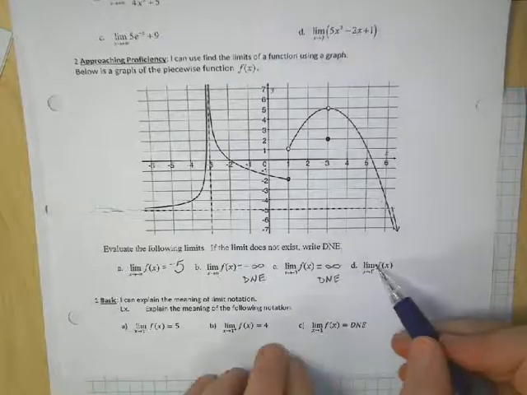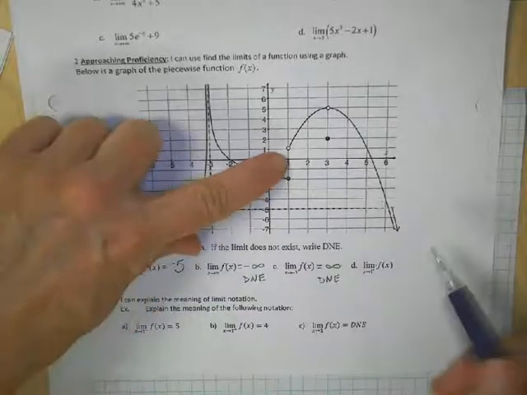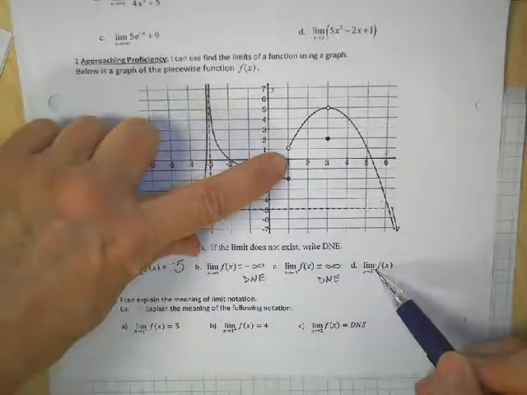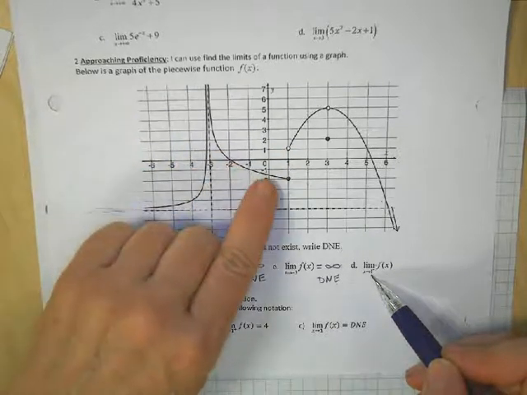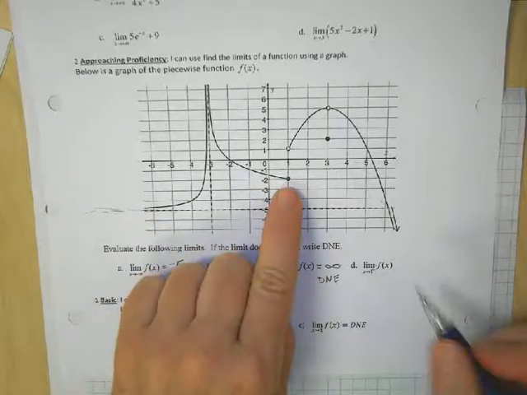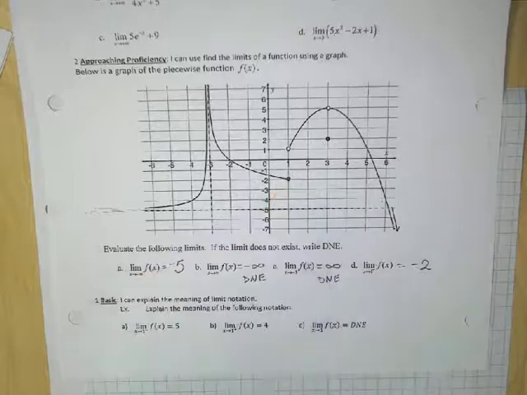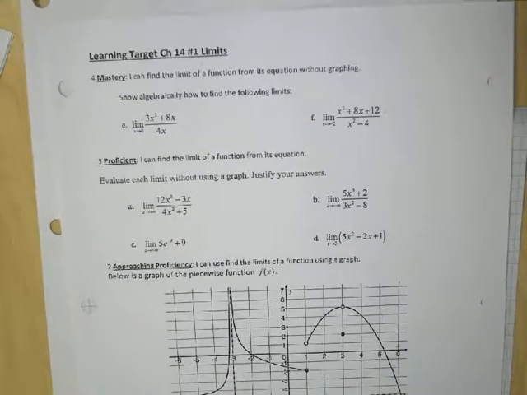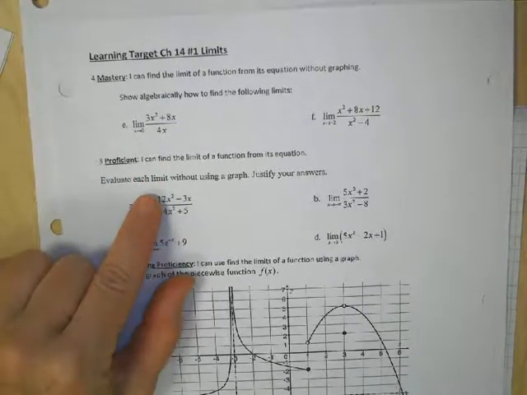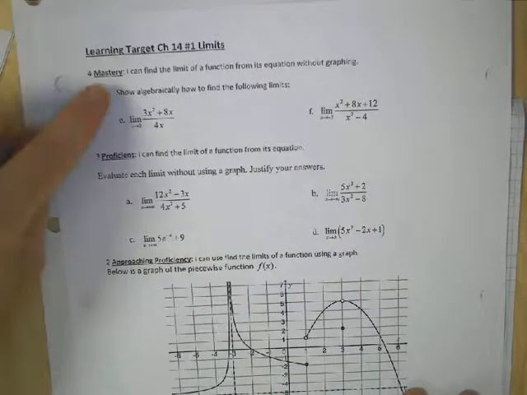All right, limit as x approaches positive 1 from the left-hand side. That negative means from the left-hand side. So as I approach positive 1 from the left-hand side, what y value am I approaching? I'm approaching negative 2. So there's those 4. All right, next, number 3, I can find the limit of a function from its equation. So in other words, if you can do 1, 2, and 3, I'm happy. Number 4 means you really got it.